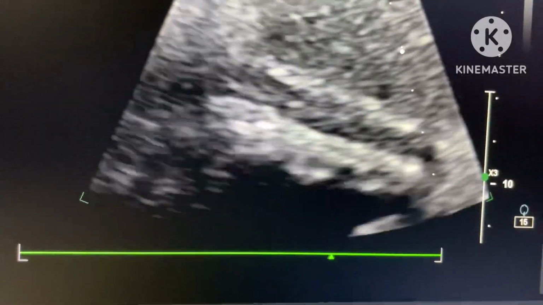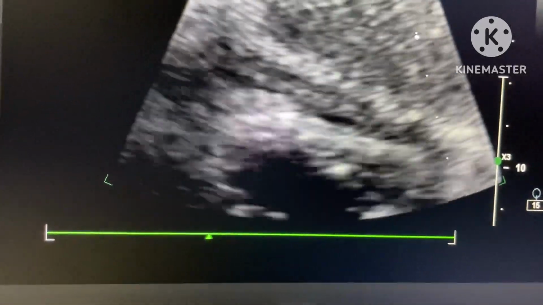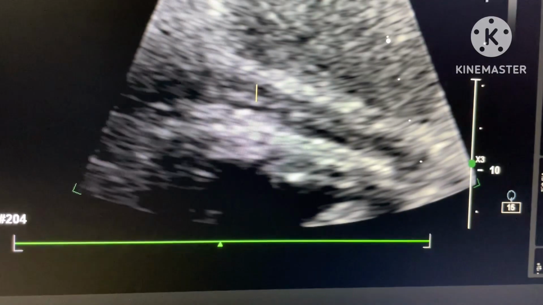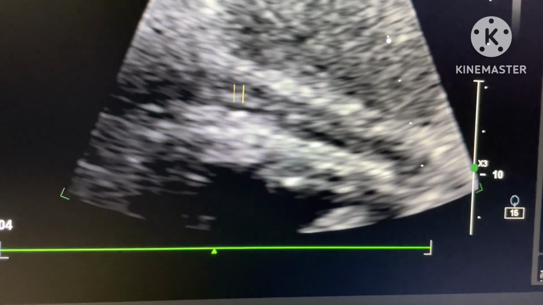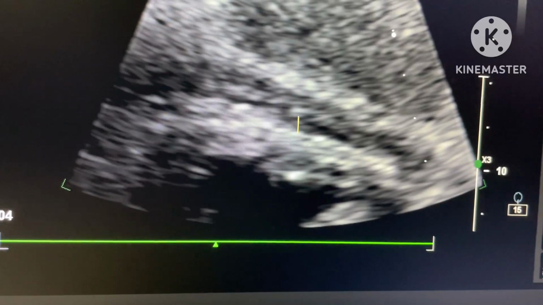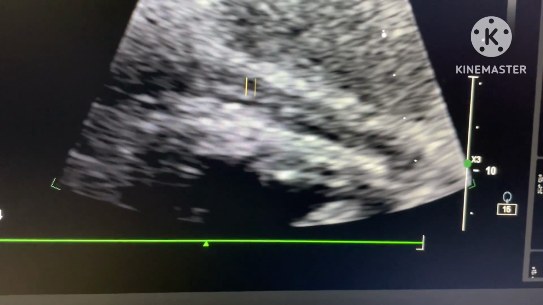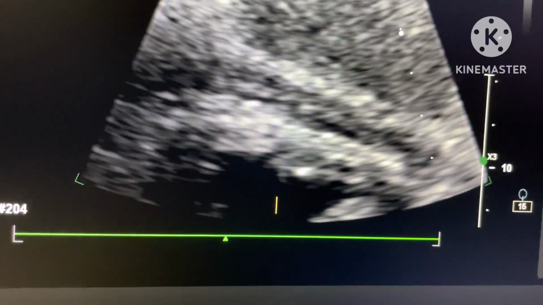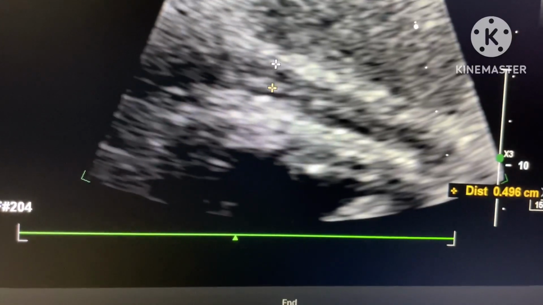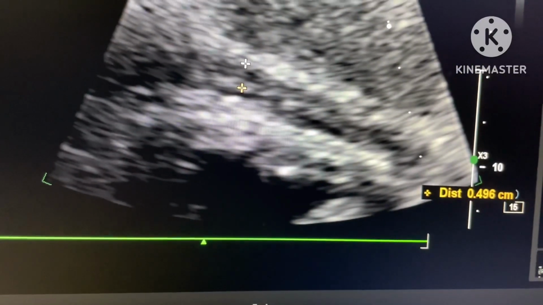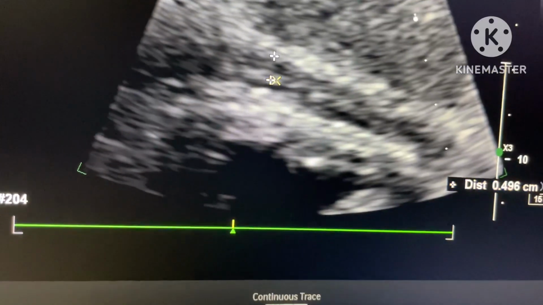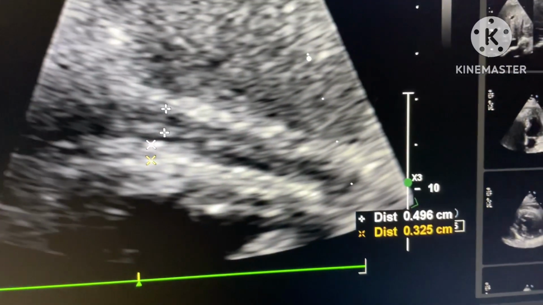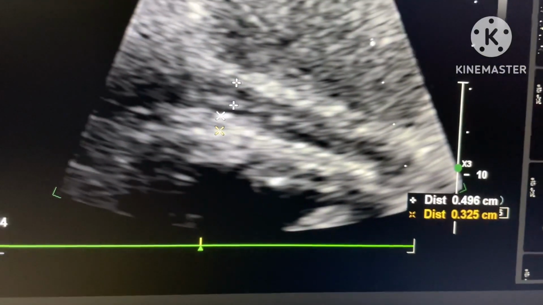This is the subcostal view. We just localize this image. You see, this is the parietal pericardium, this is the visceral pericardium, and there is very minimal effusion in between these two. So you can easily say the pericardium is thickened. Let's see, this is the size of the parietal pericardium. This is the size of the visceral pericardium. So the pericardium is significantly thickened.